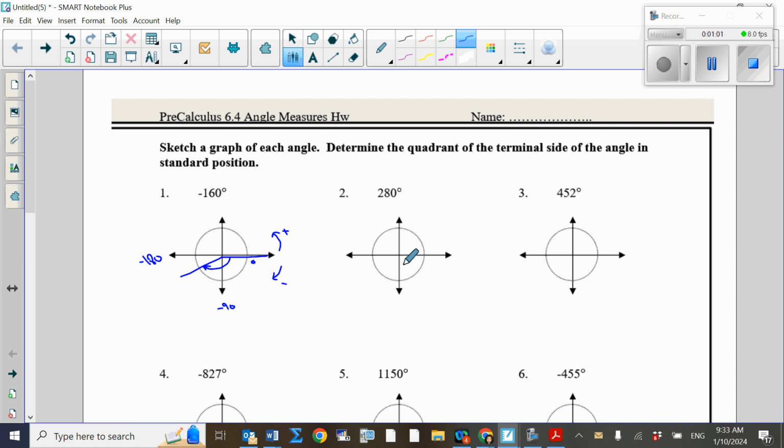280. This one is positive, so we need to go this direction. So we're going to start from here, 0, this direction, this is going to be 90, this is 180, and this one is 270. So 280 is going to be a little bit after 270. So we're going to start from here and go this direction, and almost here, stop. So this is the direction of your angle.